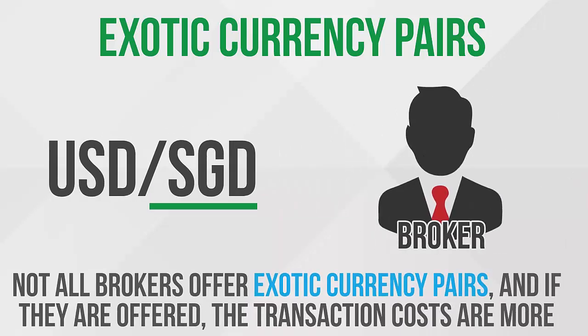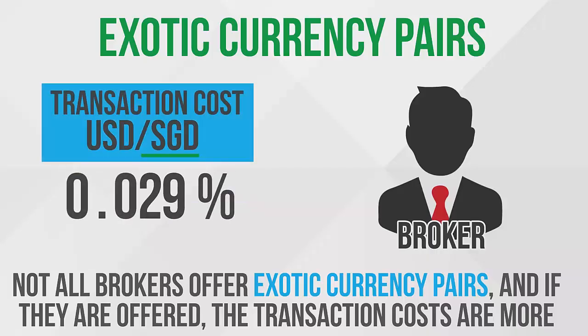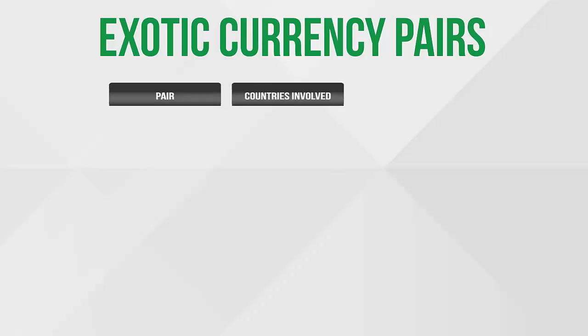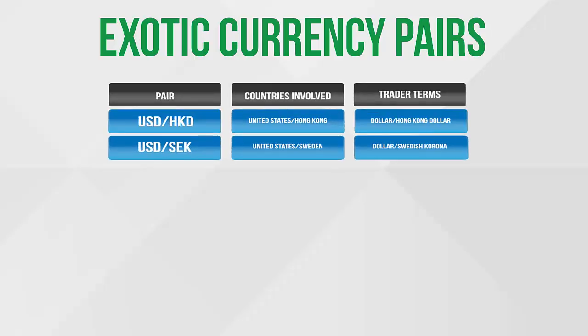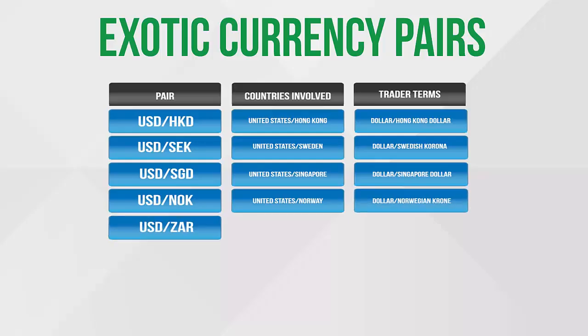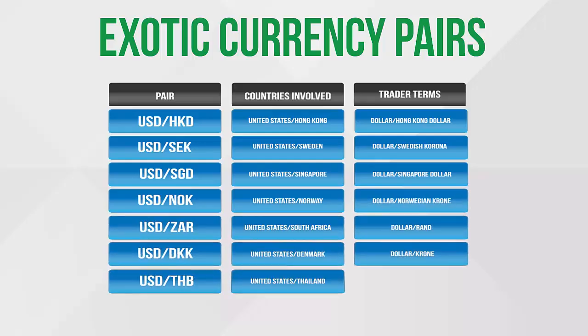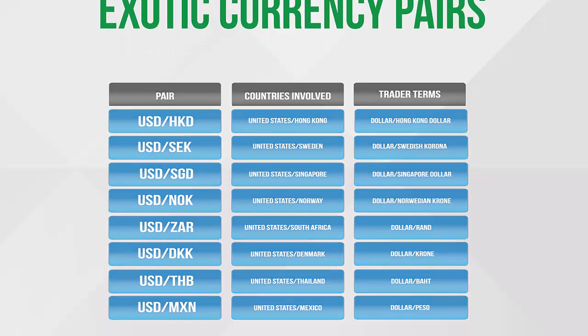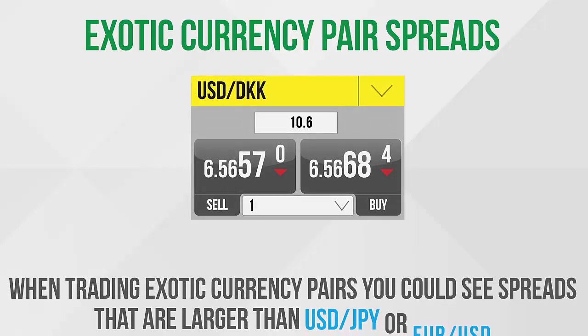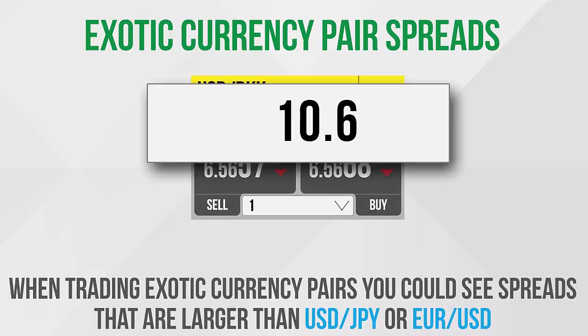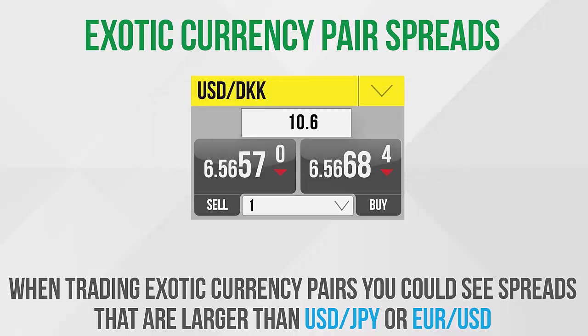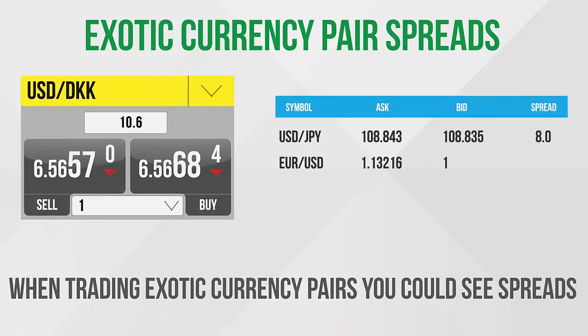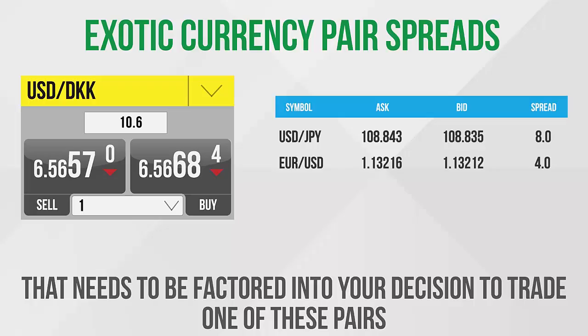Not all brokers offer exotic currency pairs, and if they are offered, the transaction costs are typically more. However, it is a good idea to be familiar with some of these pairings. When trading exotic currency pairs, you could see spreads that are significantly larger than the spread for US dollar Japanese yen or Euro US dollar, so that needs to be factored into your decision to trade one of these pairs.